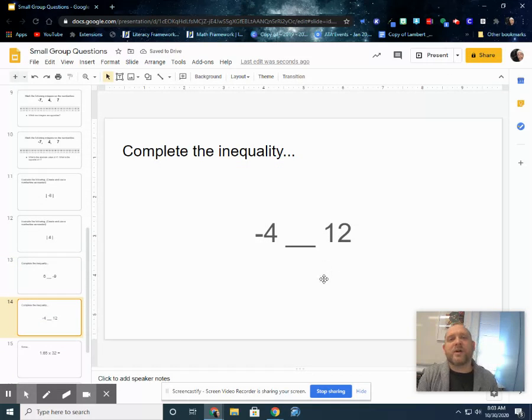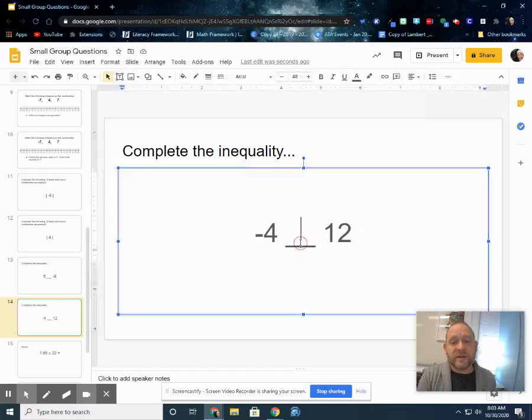I have negative 4 and 12. Again, as we're looking at this on a number line, negative 4 would be to the left of 0, 4 spaces. And I know that 12 would be to the right of 0, 12 spaces. 12 is going to be way farther to the right. So again, my hungry duck will be jumping on the larger of these two. We would say negative 4 is less than 12.